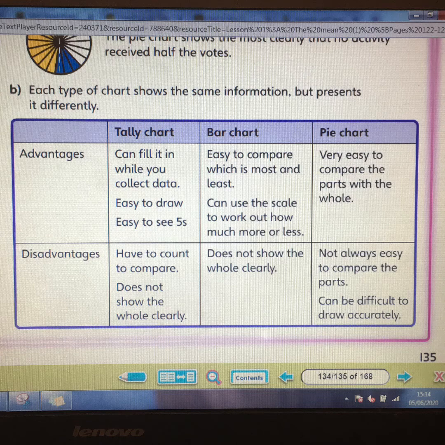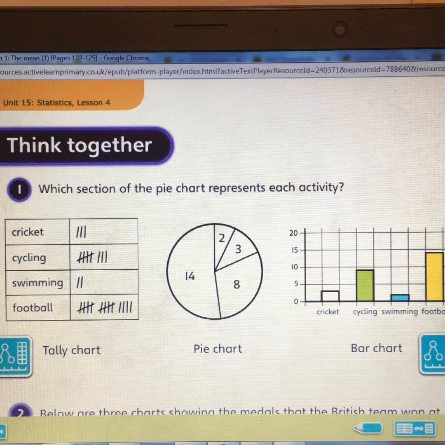So a bar chart and a tally chart can be quite easy to draw. A pie chart can be quite difficult because you're working in a circle. Right, on to the think together.